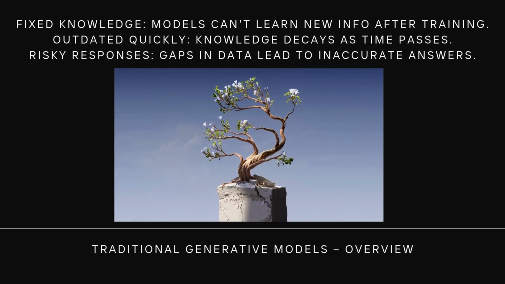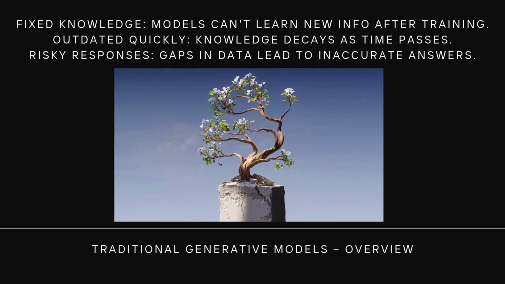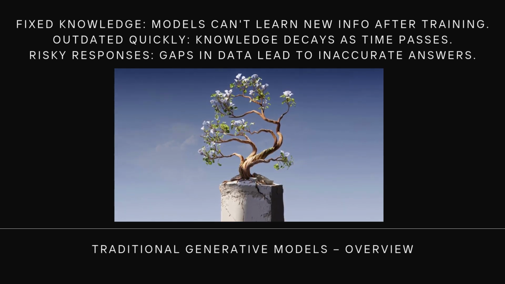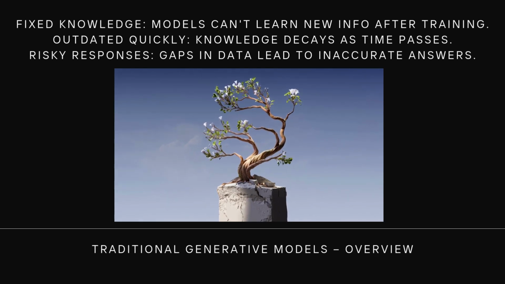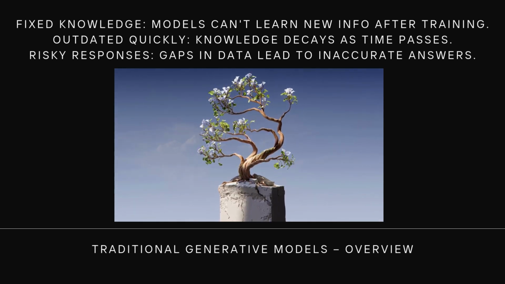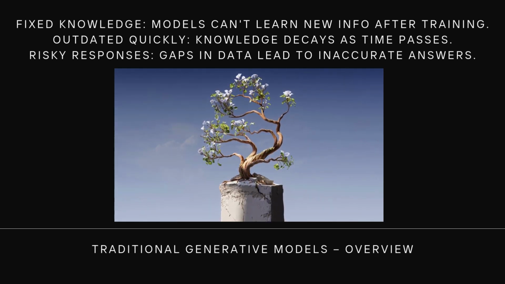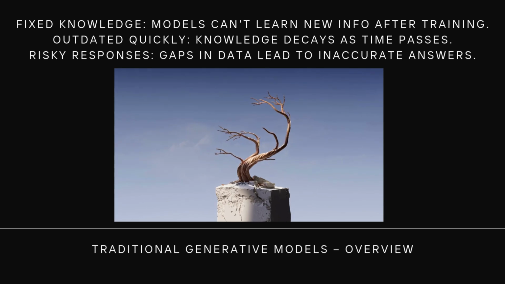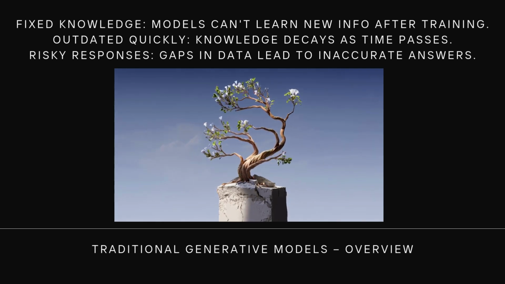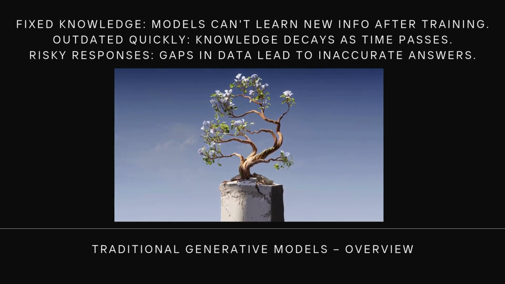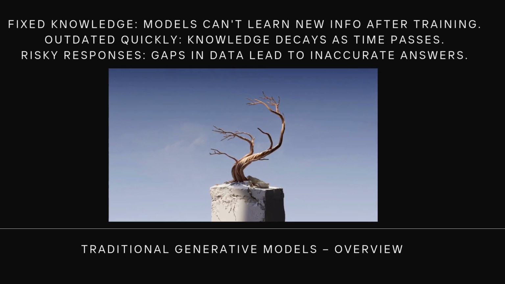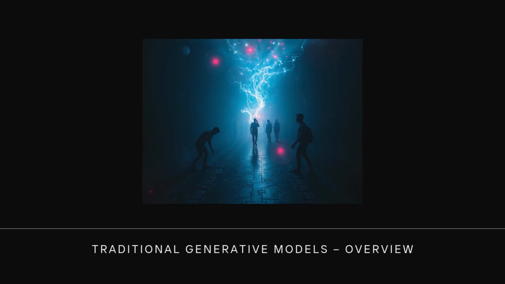This means that traditional generative models are essentially static, and their understanding of the world gradually becomes outdated as time passes. Moreover, these models operate purely on the data they were exposed to during training. If the training dataset lacked information on specific topics or recent events, the model won't have the knowledge to address queries related to them. This can lead to inaccurate or fabricated responses, a phenomenon known as hallucination.